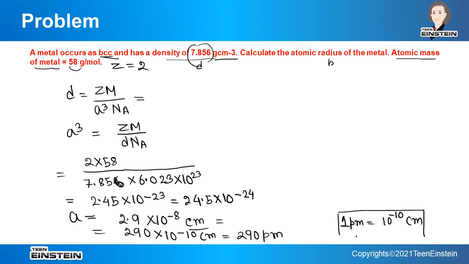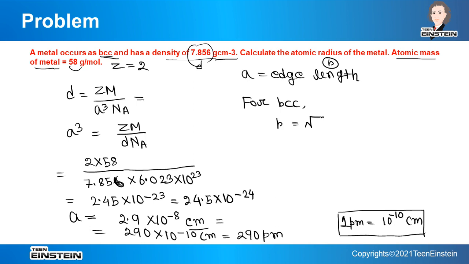But this is not the radius, this is simply the edge length. So a is the edge length, but we have to find the radius. We know for BCC the relationship between a and r. By applying that formula we can find the atomic radius r. So for a BCC type of lattice, r is equal to root 3 a divided by 4.